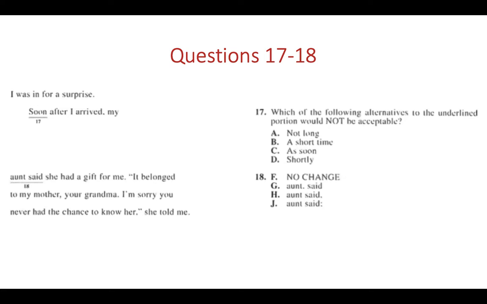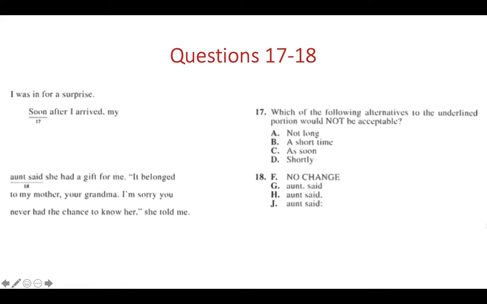As soon after I arrived doesn't make sense. That's incorrect grammar. Shortly after I arrived, my aunt said she had a gift for me. So the correct answer is C, which is kind of ironic because it's the only one that's not correct. But you have to be careful with things like this. You pick the wrong answer when it says not.